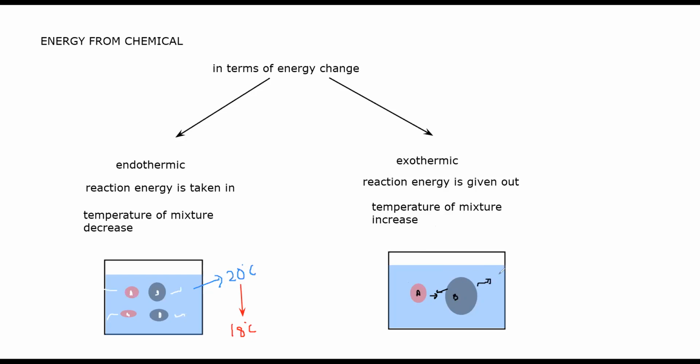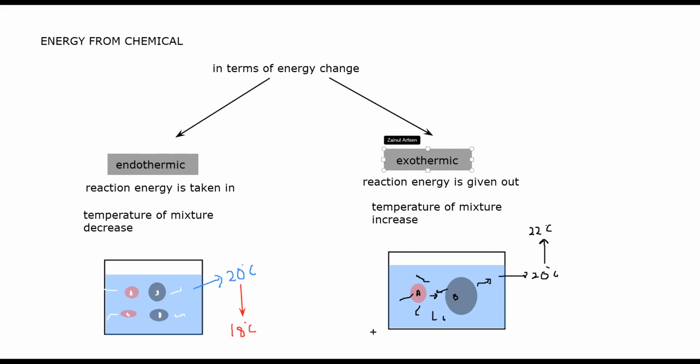So in this example, if the original temperature of the water was 20, when A and B are reacting, they are releasing energy as they form the product. The energy which is released is absorbed by the liquid, so the temperature of the liquid will increase. Is it clear? In an endothermic reaction, energy is taken in by the particles and the temperature of the mixture decreases. In an exothermic reaction, energy is released by the particles and the temperature will increase or rise.